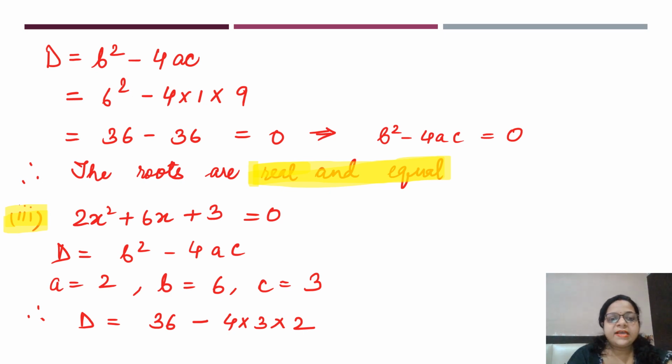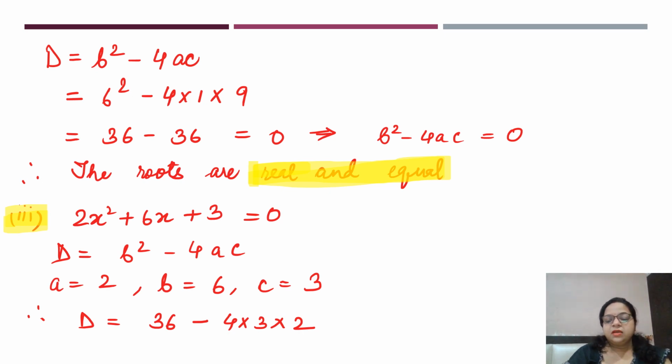Now coming to 2x² + 6x + 3 = 0. The discriminant D = b² − 4ac, where a = 2, b = 6 and c = 3. D = b², that is 6² = 36, minus 4 × 2 × 3.